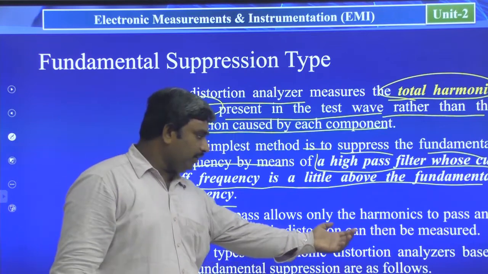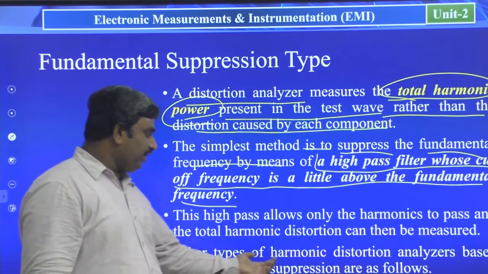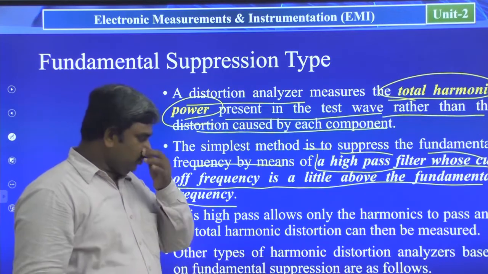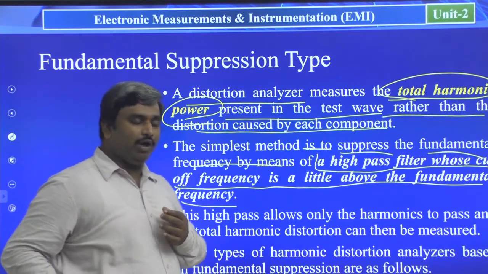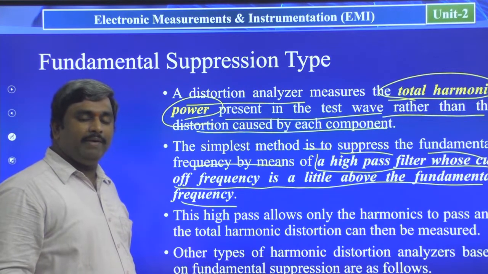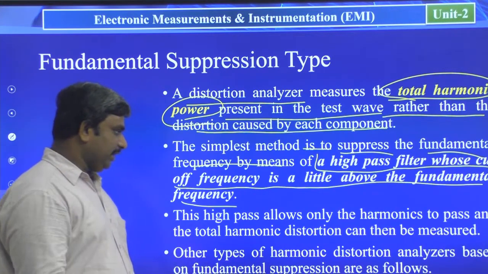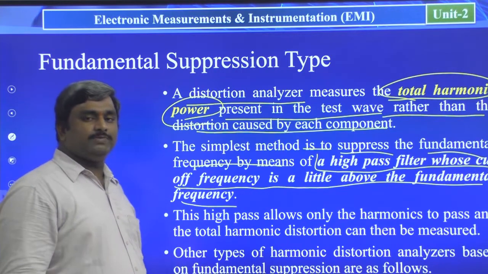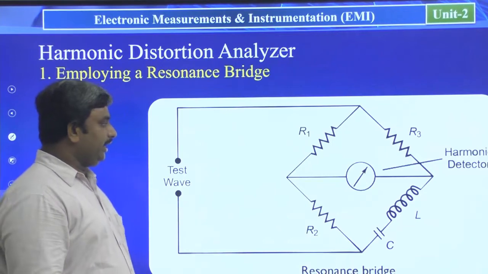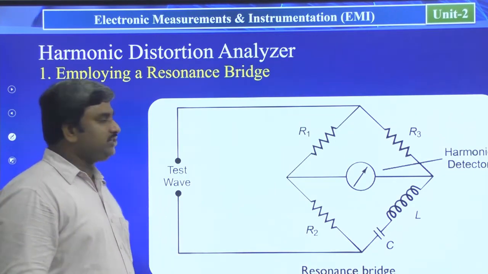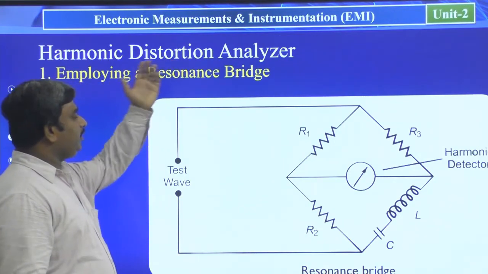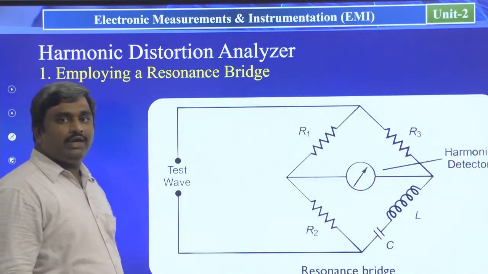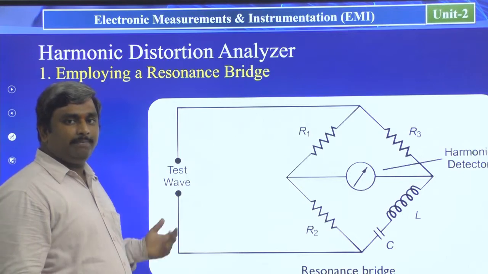There are other types of harmonic distortion analysis based on fundamental suppression. Three varieties of concepts, all based on this fundamental suppression type, we will now see. The first one is the harmonic distortion analyzer employing a resonance bridge.